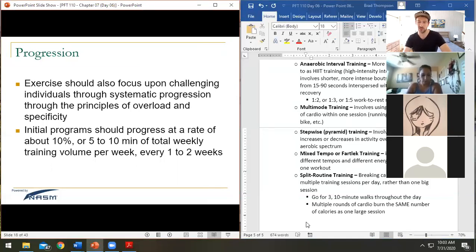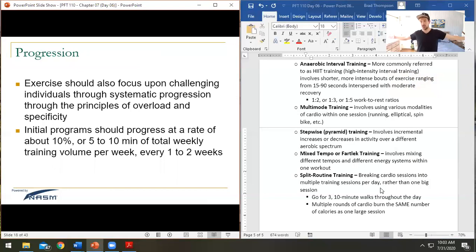Now that we know a whole bunch of different cardio stuff, we got to make it harder. We got to focus on progression. We know that progression is really important for cardio and strength training, right? So exercise should always focus upon challenging through a systematic progression. You're not just going to make it harder, you're going to make it harder in specific ways, that way we don't risk overtraining our clients. So initial programs should focus on progressing at a rate of about 10%, or 5 to 10 minutes of total volume every 1 to 2 weeks.